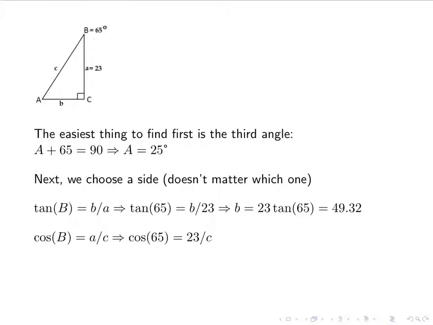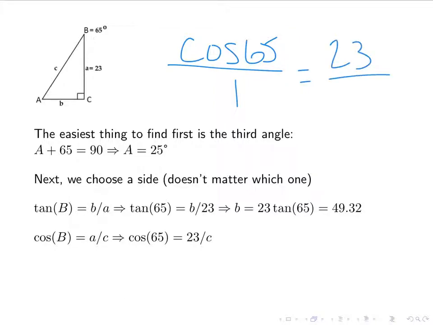Again, I'll plug in what I know. Now I want to solve this for C. Don't forget, what you want is in the denominator, and there are two ways we can go about solving this. I can think of this as a proportion problem. I can write cosine 65 as cosine 65 over 1, and I can cross multiply.